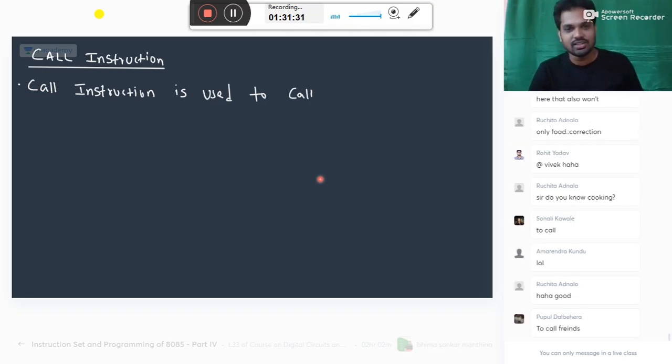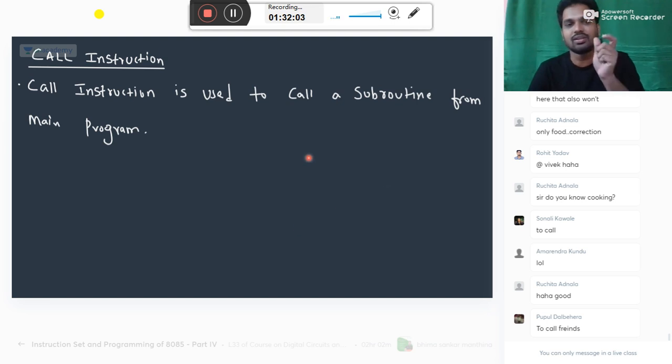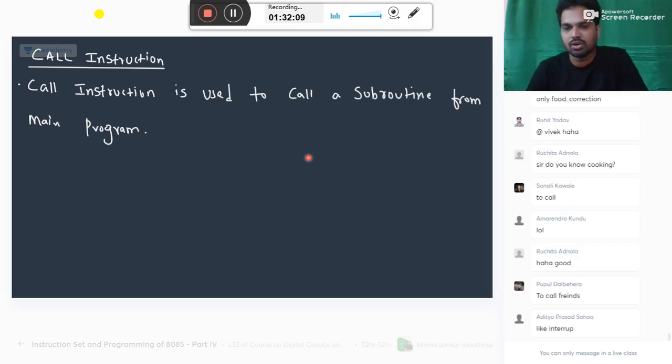So call instruction is used to call a subroutine from the main program. Okay, suppose your main program is running. From that, a call comes, then the computer will go there and do the subroutine function, like calling a function in your C language. It will call that function, complete it, and come back to the main program. Similarly, it can be used to call a subprogram from the main program.